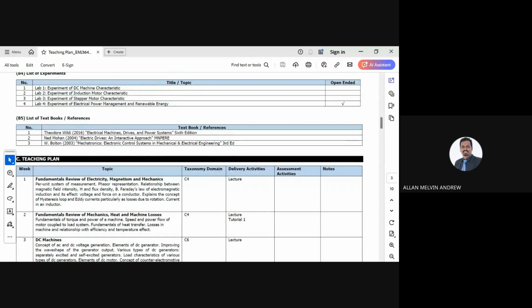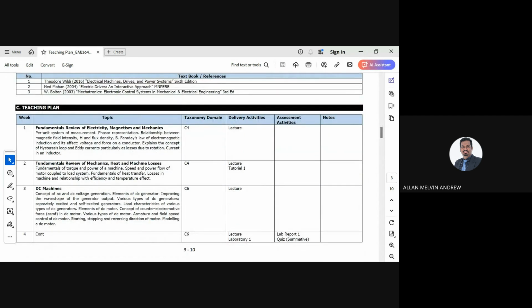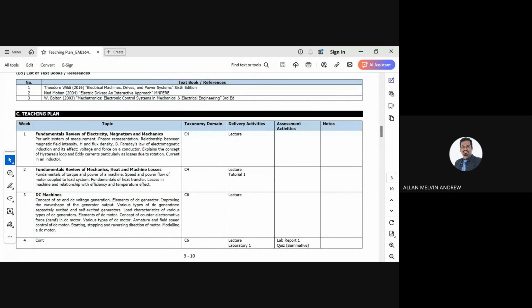These are some of the textbooks related to the subject. If you can buy them or get e-books, that would be good. Especially the first one, Theodore Wildi. Maybe you can get the latest version, as this is the 2016 version; now there may already be a seventh or eighth edition. Later I will share this teaching plan and also the course introduction slides for you to refer to.